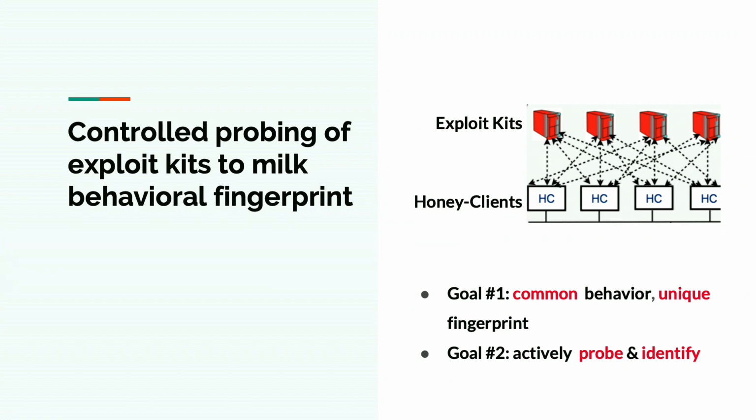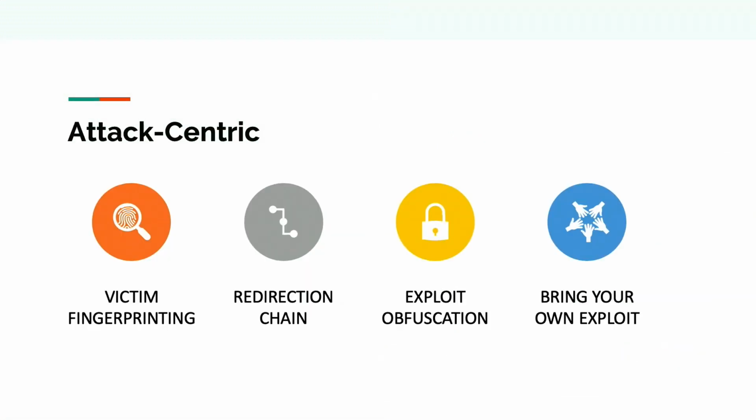And the two goals we had for this are, first, we want to understand the common behavior across these 40 different families, and also the unique fingerprints of the different families we have. And the second goal, of course, which is a follow-up of the first one, is once we know something about these exploit kits, collectively or individually, we want to actively probe and identify these exploit kits in the wild. Okay, so with that goal in mind, we did our analysis in a controlled environment.